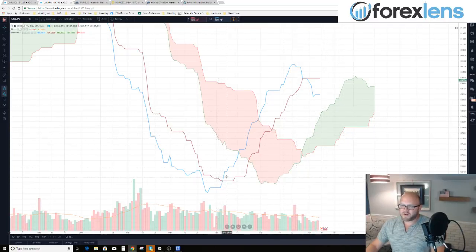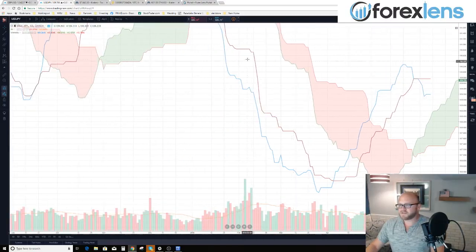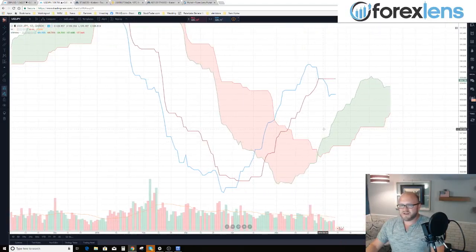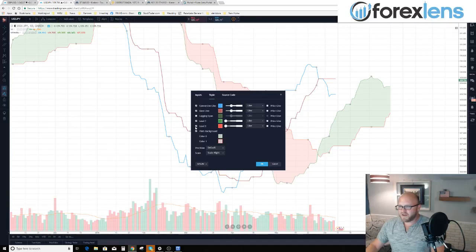Whenever the conversion line is greater than the baseline, the space between them is colored green. Whenever the conversion line is below the baseline, it's colored red. Because we really don't need the lines to see that, that's the only reason why I take them off. You can certainly keep them on there, but I don't feel like we need to see the lead lines when we've already got the cloud there. Okay.